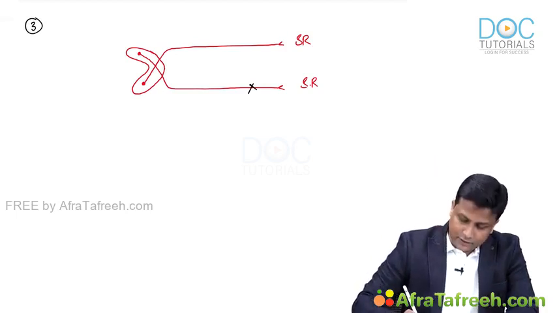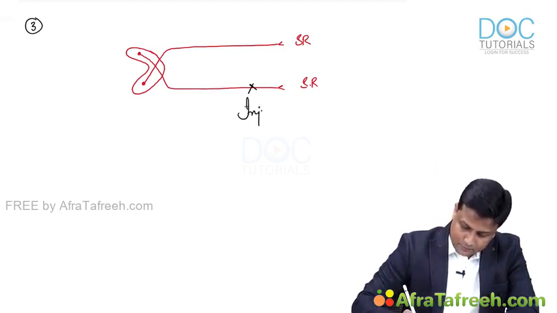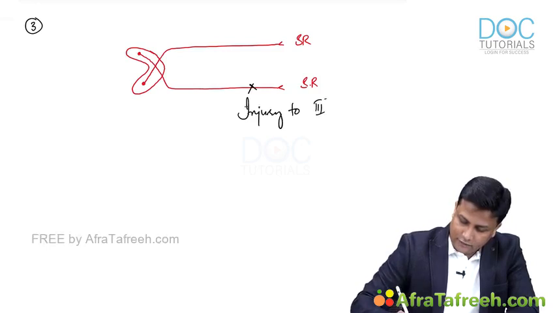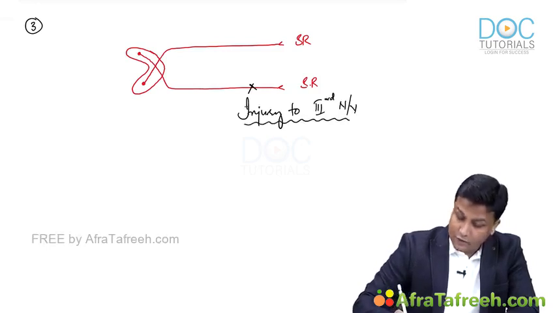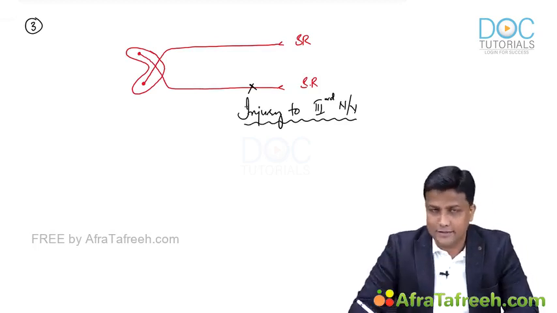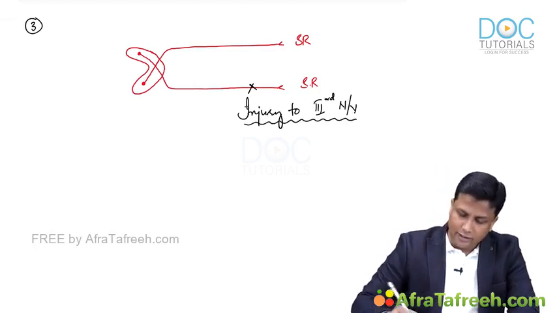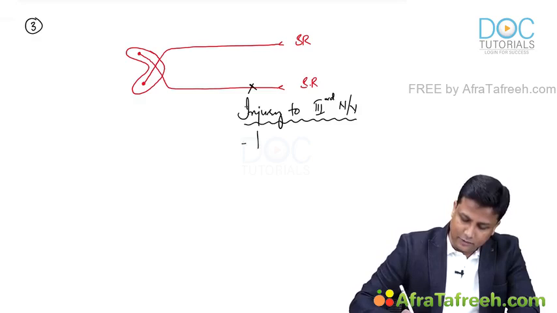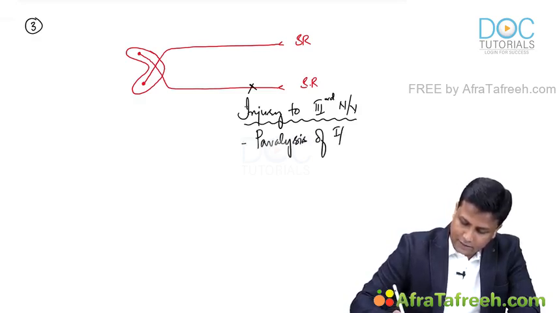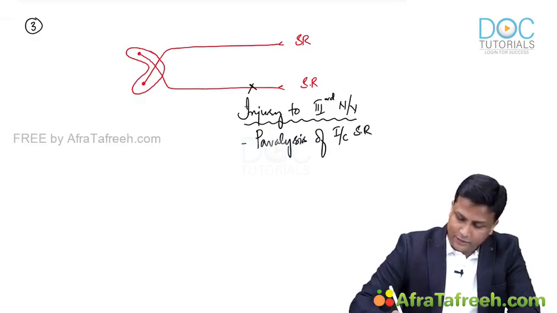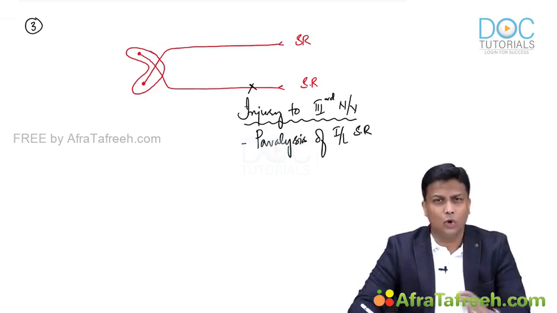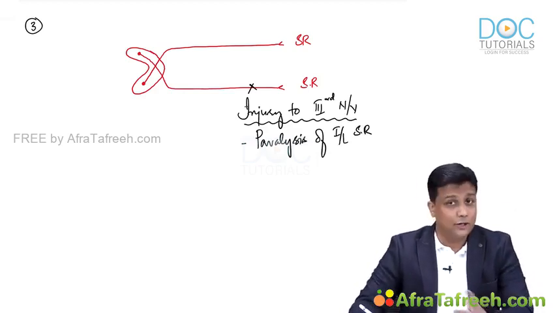So, now if there is an injury to the third nerve, actually, be very careful with that word, oculomotor nerve, not nucleus guys, injury to the oculomotor nerve. Then what will happen? It will lead to paralysis of the ipsilateral superior rectus. It will lead to paralysis of what, guys? Ipsilateral, the superior rectus muscle on the same side. No confusion with that one. If there is an injury to the nerve.